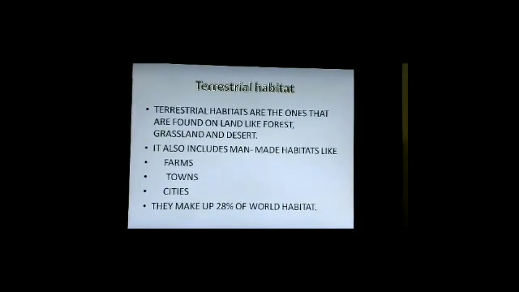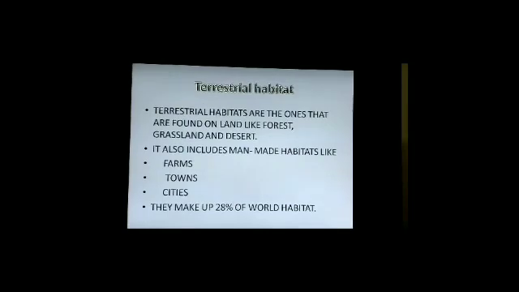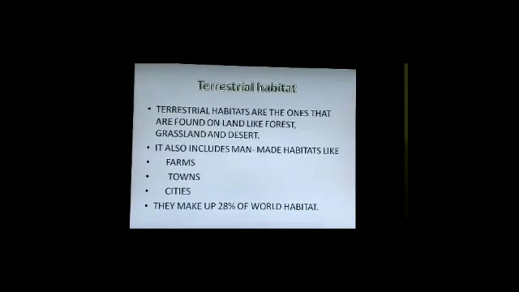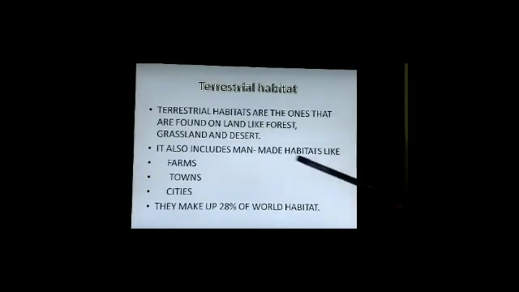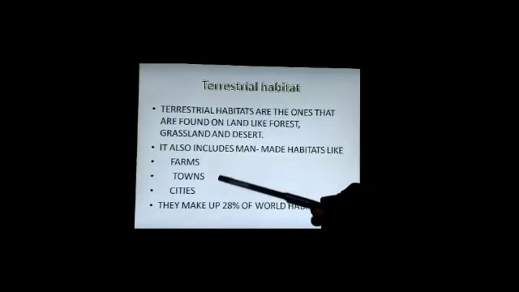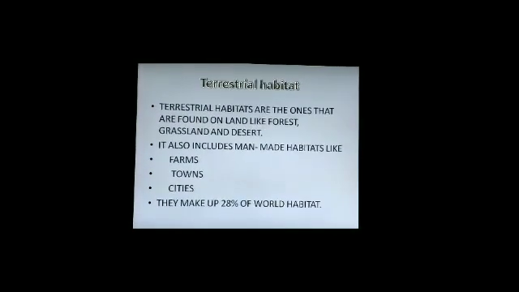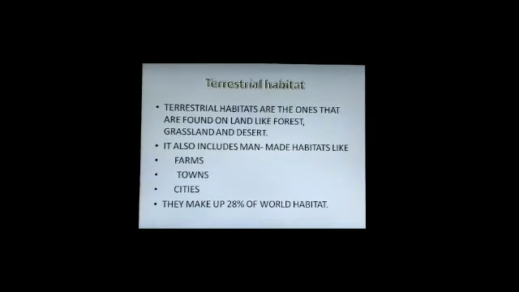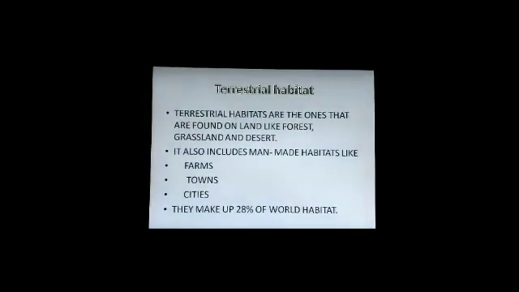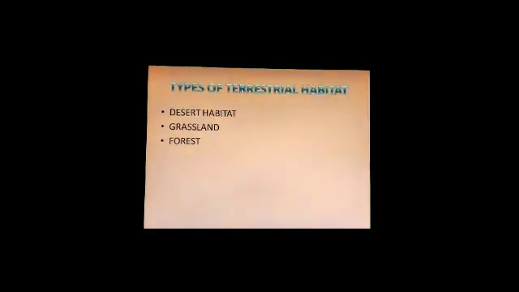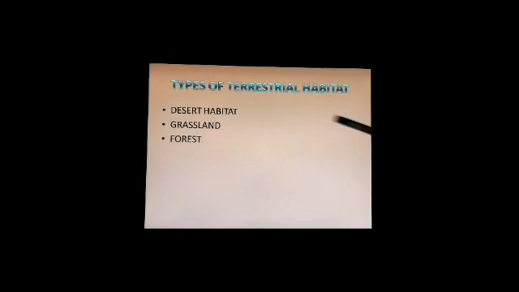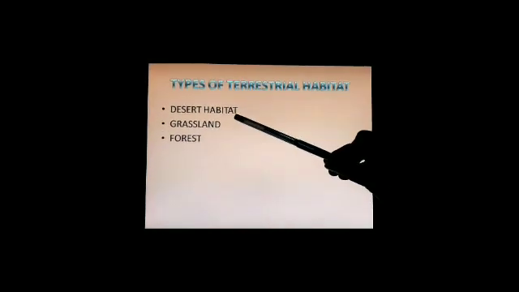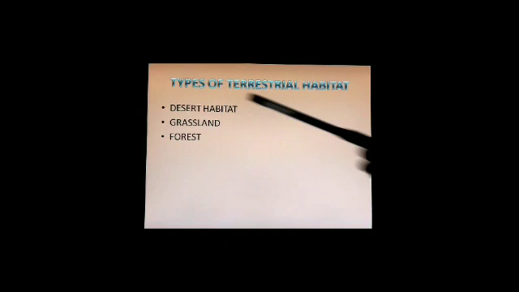The terrestrial habitats are the ones that are found on land, like forest, grassland and desert. It also includes man-made habitats like farms, towns, cities, etc. They make up 28% of world habitat. There are three types of terrestrial habitat. They are desert habitat, grassland and forest.